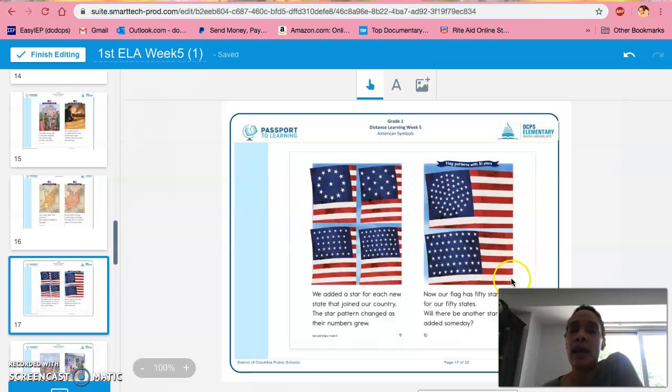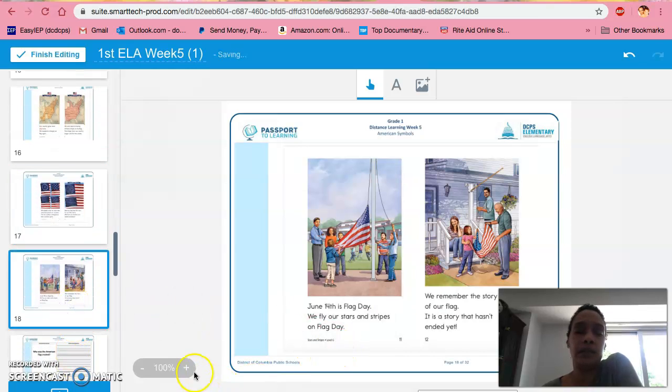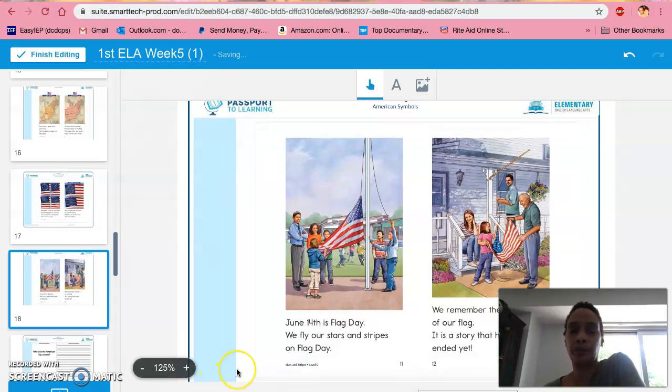a state. And if that were to happen, we would probably get another little star at the bottom of the flag. But we don't know if that's going to happen or not because people have been trying to make D.C. a state for a while. Right now, we are the nation's capital. We are the capital of the United States, but it's the area itself. It's not a state. So let's finish our story.